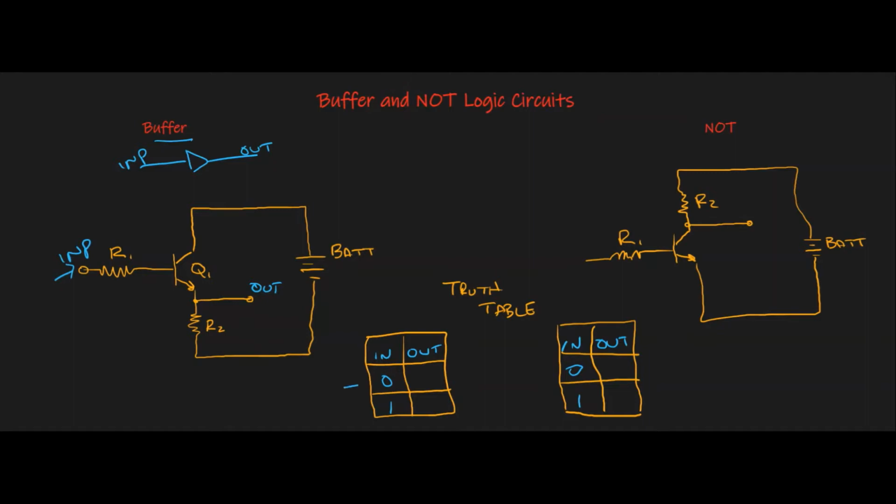So, for example, in our truth table, our input is a 0. So if it's a 0, we're going to put a ground on our input. If our input is grounded, our transistor is turned off. If our transistor is turned off, then our output is pulled through R2 to ground. So that gives us a 0 on our output, or an off, or just grounded.